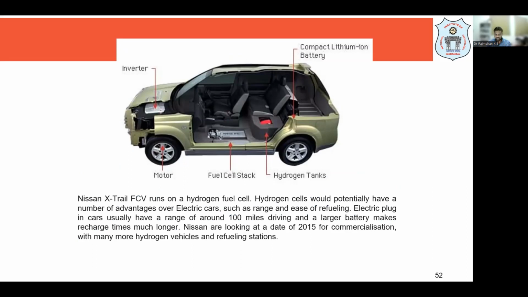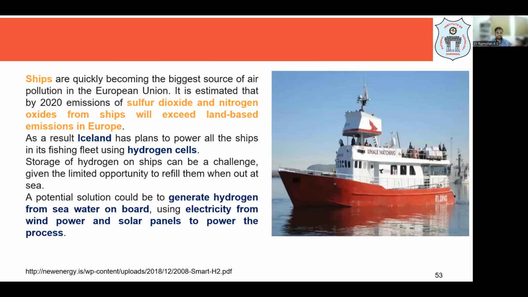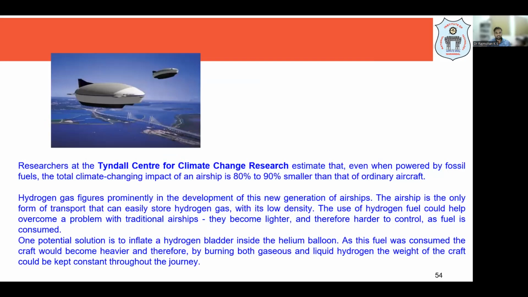Okay. So these are some of the case studies where you can find about 20 recent car models which are using hydrogen fuel cells. Okay, so I am just showing you some of the figures. We have the Nissan X-Trail FC vehicle, and if you look at Iceland, they converted all their old ships into whale watching ships, where they generate hydrogen from the seawater on board, using the electricity from wind power and solar panels to power the process. Okay, such things they are using.